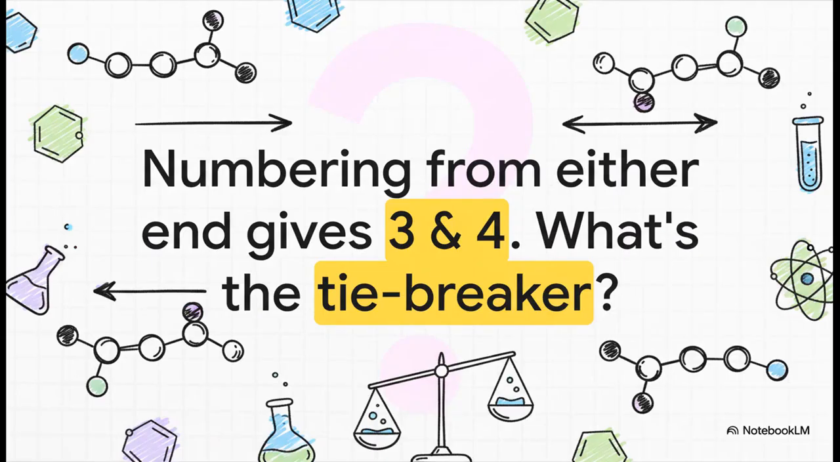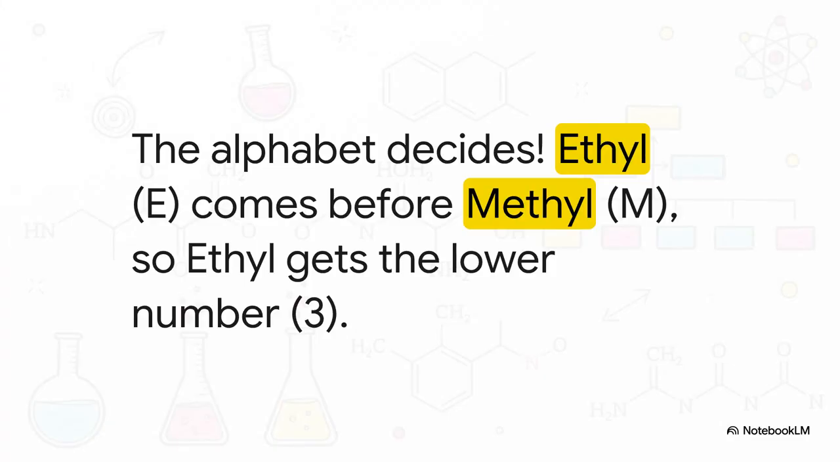So let's think about that exact situation. Imagine you've got a chain, and numbering from the left gives you branches at carbons 3 and 4. But numbering from the right also gives you 3 and 4. It's a dead tie. So how does this alphabetical rule actually save the day? It's beautifully simple. The alphabet decides for us. If our 2 branches are an ethyl group and a methyl group, we just look at the letters. Since E for ethyl comes before M for methyl in the alphabet, the ethyl group gets the lower address number. So the correct name is 3-ethyl-4-methyl-hexane. That's it.